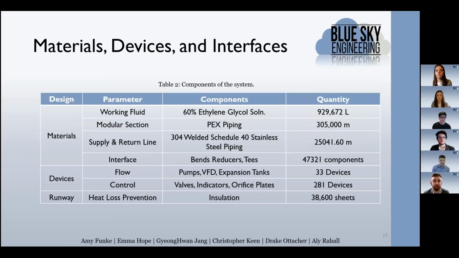Another important component of our project is the cost. The 3 major components of the cost were materials, devices, and the runway, which broke down into working fluid, choice of 60% ethylene glycol. Materials and the module supply line and return lines were PEX and 304 schedule 40 stainless steel piping, respectively. Moreover, interfaces, flow, and control devices were sized and chosen as well. Lastly, to prevent heat loss to the runway surface, insulation was taken into consideration. Note, all parameters and components were quantified and shown on the far right column.